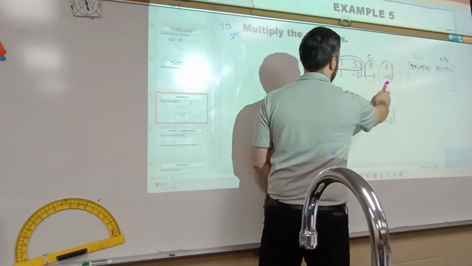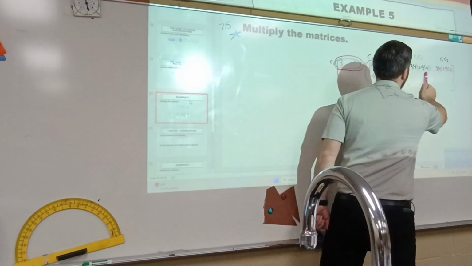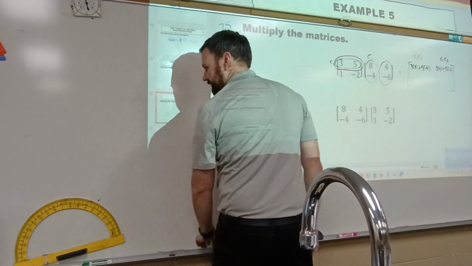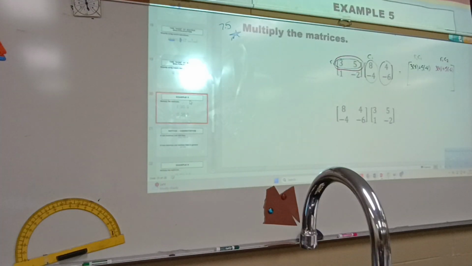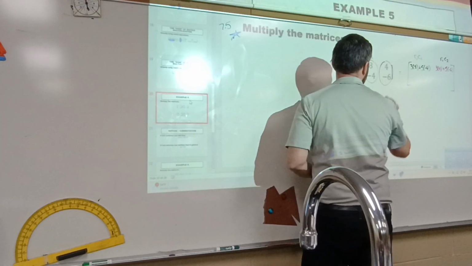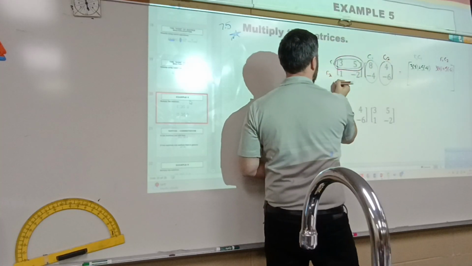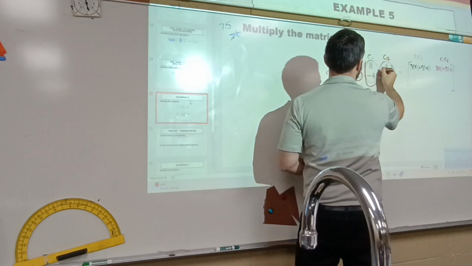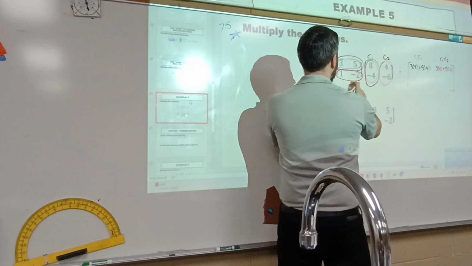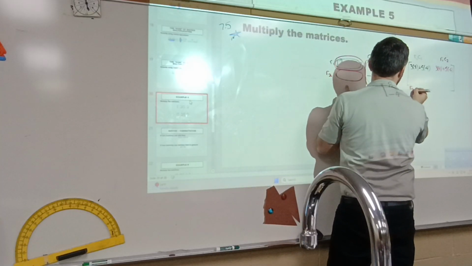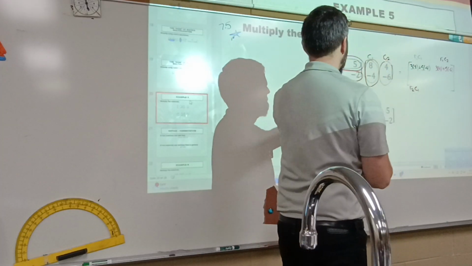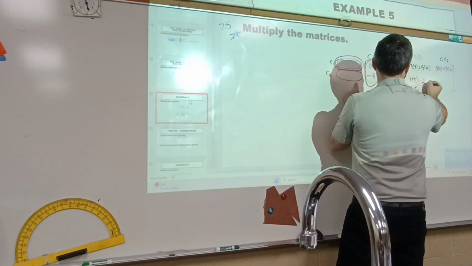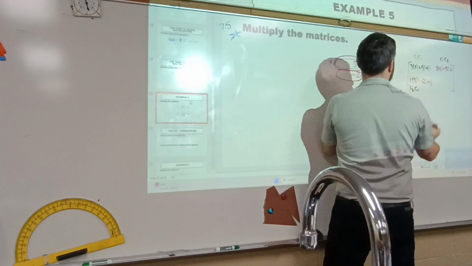Row, column, row, column. So once I'm done with row 1 here, I'm done with row 1 over here, right? Means I've done everything I can do with it. Run out of colors. So if I do row 2, I'm going to start with row 2. Row 2, column 1. Row 2, column 1 is going to give me row 2, column 1, right? 1 times 8 plus negative 2 times negative 4.